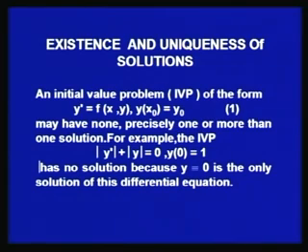This is just one of the three possibilities that might occur in the general case. In the general case, an initial value problem dy by dx equal to f x y, where y x naught equal to y naught, may have no solution, precisely one solution, or more than one solution.